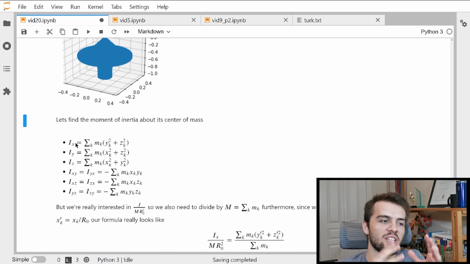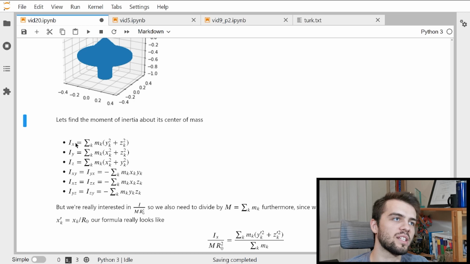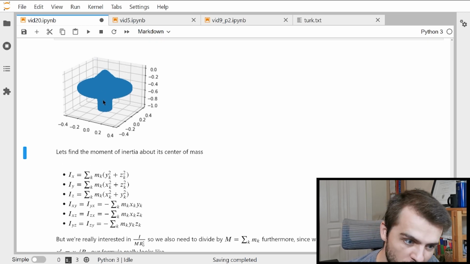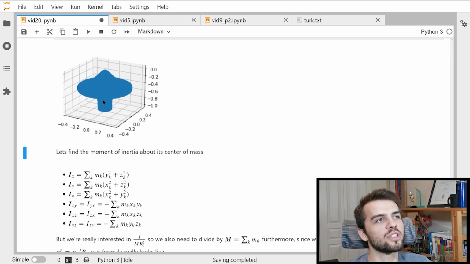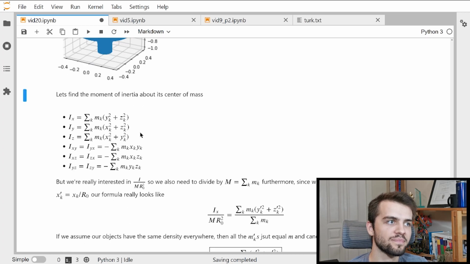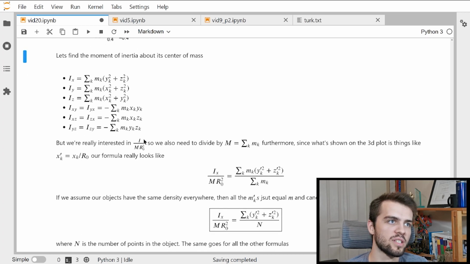Sort of like before, you can see the similarity between the discrete and the continuous integral version of these. And of course, these are the off terms. And I'm going to show that these are equal to 0 because this particular 3D object is cylindrically symmetric. But again, like before, we're really interested in I over mr naught squared. So we need to divide by capital M, which is the sum of all the little mk's. That's what the total mass is.